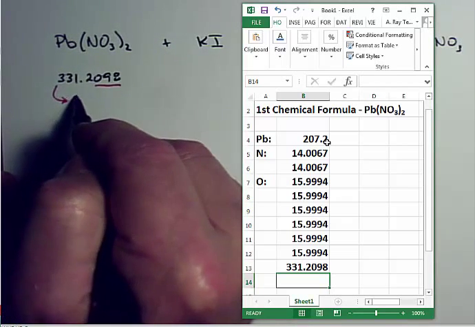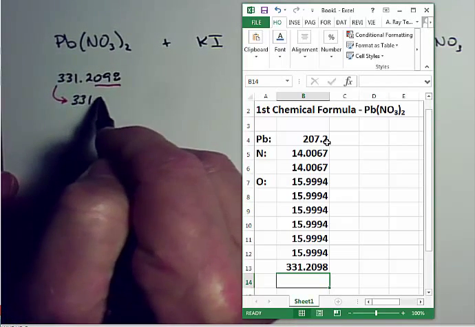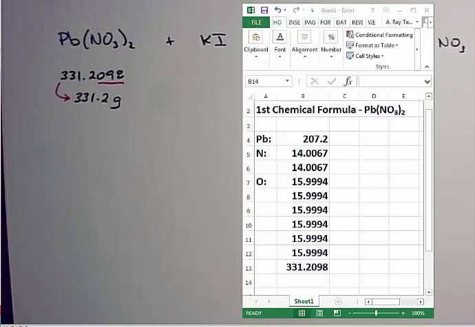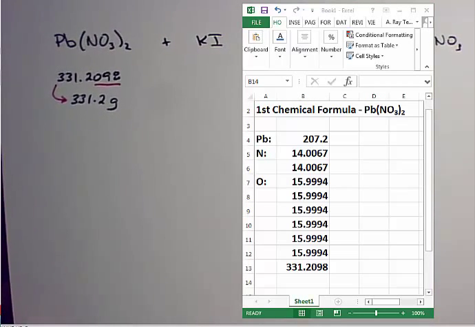And we get 331.2 grams. That's the molar mass of lead nitrate. To get full credit for this, the person who's doing this work has to have justified work to show it.